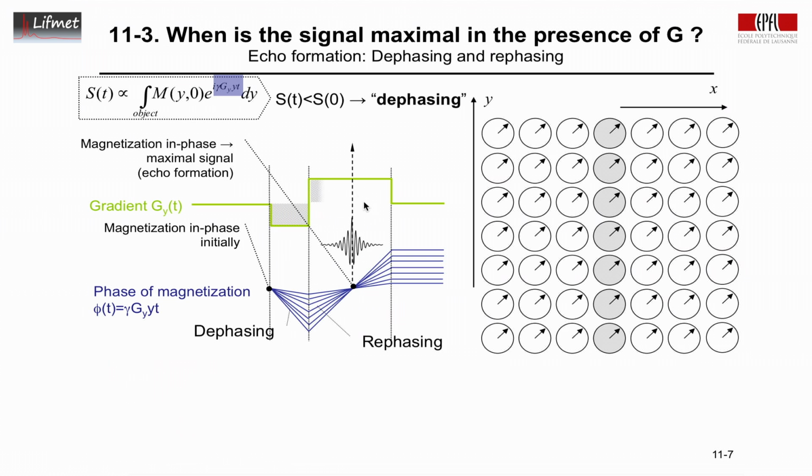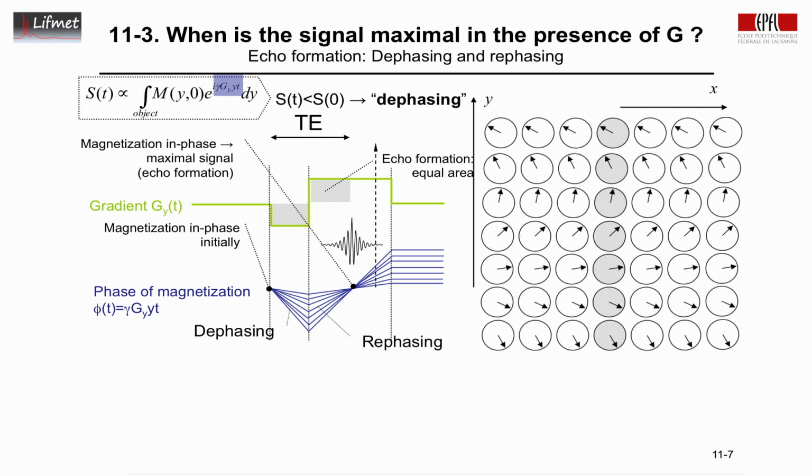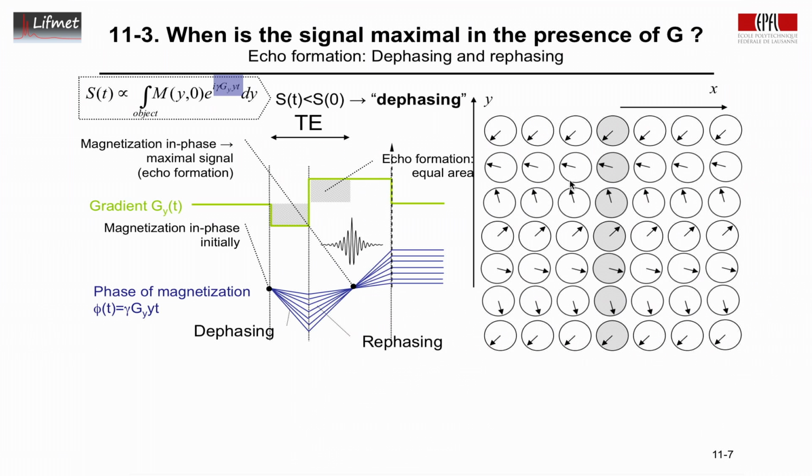And this is happening if the area of the gradient here equals the area of the gradient here, or if the integral, the sum of all the gradient over time here, equals 0 in more general terms. So if we have equal area, positive and negative, then we have echo formation. And this time, from here to here, is typically called the time of echo, or echo time TE.